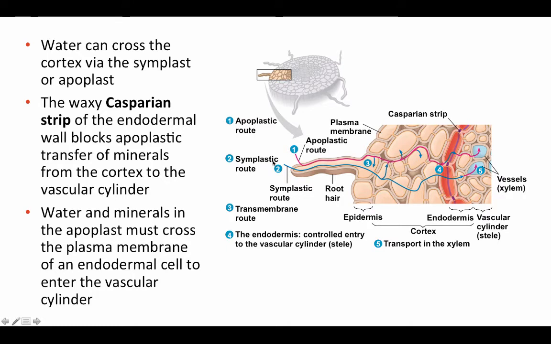If they're going through the symplastic route, they have to cross a cell membrane to get into the interior of a cell to begin with, and then they've already been checked. They can go right on through the plasmodesmata all the way through into the xylem. If they're coming in through the apoplastic route, when they get to that Casparian strip, then if they're going to go any further, it has to be through the cell membrane of one of these endodermal cells to be able to gain admittance into the vascular cylinder.